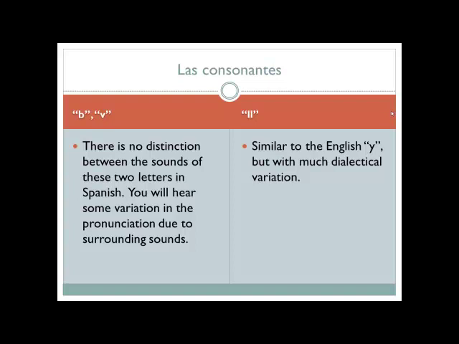The next sound is the double L, which is similar to the English Y. One important thing to note here is that there is much dialectical variation. You'll often hear it just pronounced Y. So, for example, the word llama is pronounced yama, but you may also hear it pronounced jama or lyama. So keep in mind that you will hear variations on this sound, but the most general is pronounced similar to the English Y.